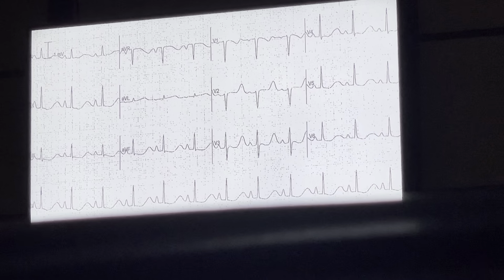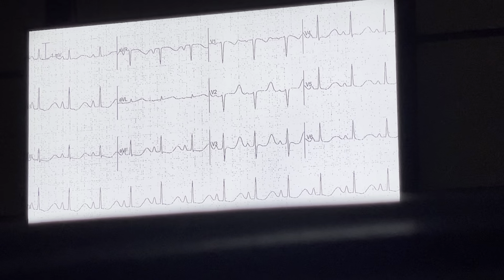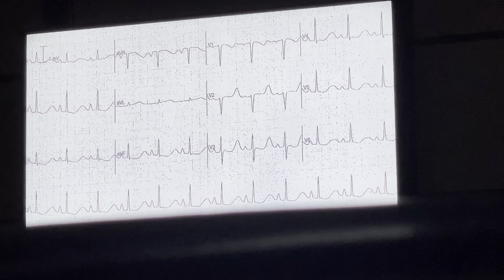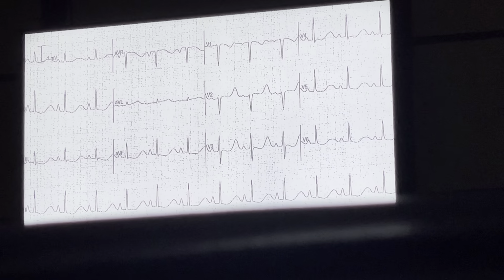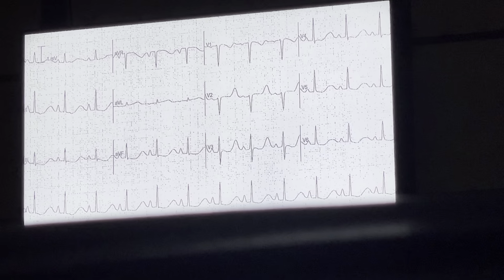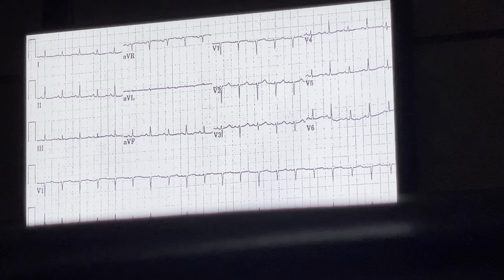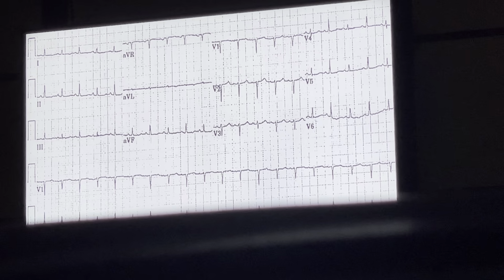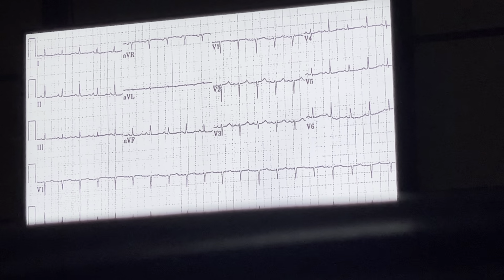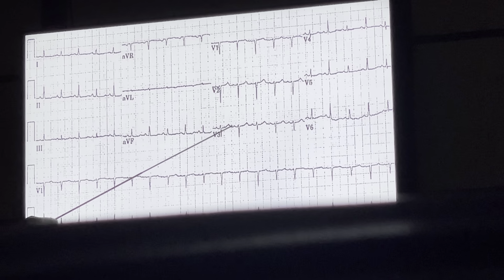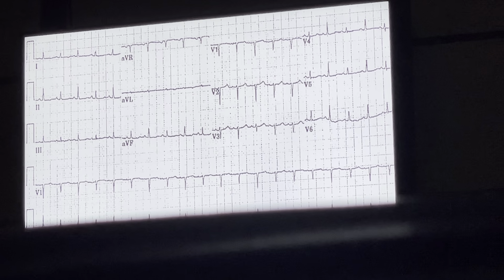Next. What is this? P pulmonale along with long QT interval. Next. What is this? This is a long QT interval. QT, if it is more than half of the RR interval, this is long QT. Next. So this is the end of today's lecture.